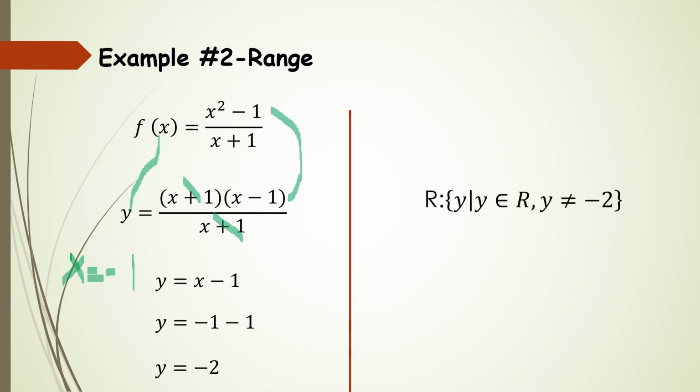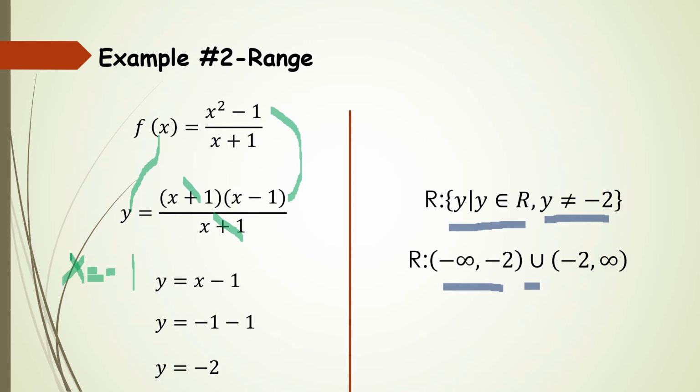Thus, our range will be y such that y is an element of real wherein y is not equal to negative 2. So, interval notation, negative infinity, negative 2, union with negative 2, infinity. Again, parenthesis lang yung gamit natin since hindi naman kasama sa solution set ang ating negative 2.